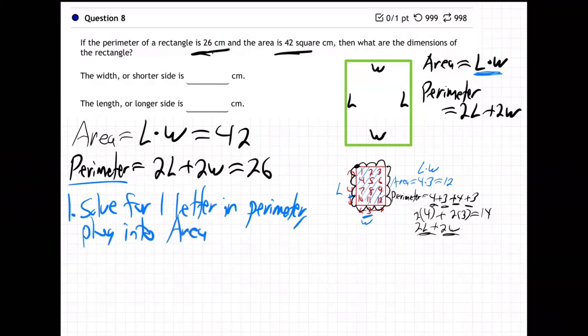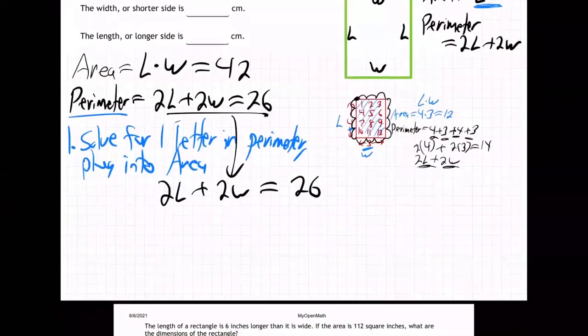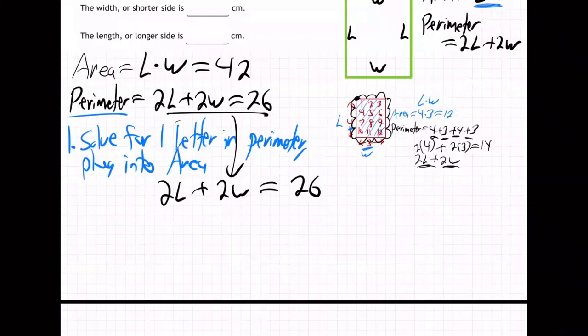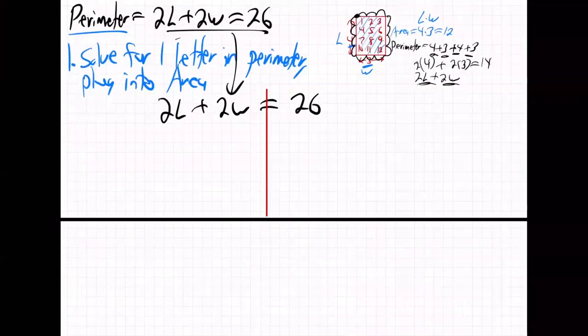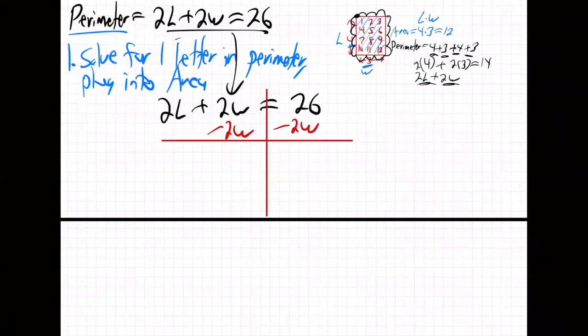So I'm going to take this perimeter, 2L plus 2W is 26. Take this guy, bring it down here. Solve for one of the letters. It really doesn't matter which one. Why just say solve for one letter? So I'm just going to get the L alone, I guess. Subtract 2W from both sides. Like that.